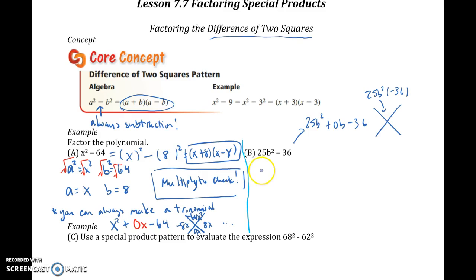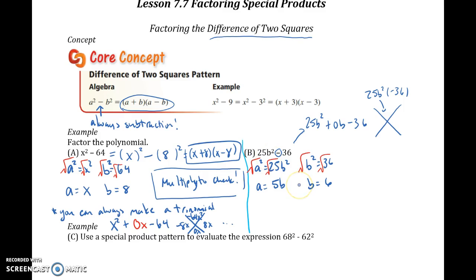However, if we recognize the pattern and say, well, hey, a squared is equal to 25b squared. The b squared in the problem is 36. This is a subtraction, so this is set up for the difference of two squares pattern. So all I have to do is square root everything right here, and that's going to give me, let me square root a squared and b squared as well. a equals 5b and b equals 6. Again, we only want the positive roots, because we're really just thinking about what the positive value of that would be for the expression, since this wasn't an equation to begin with.